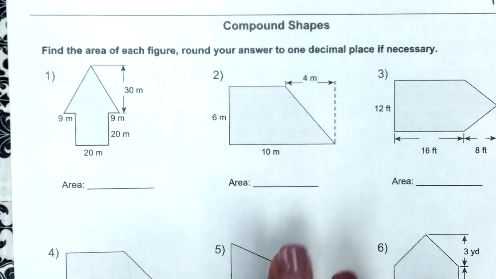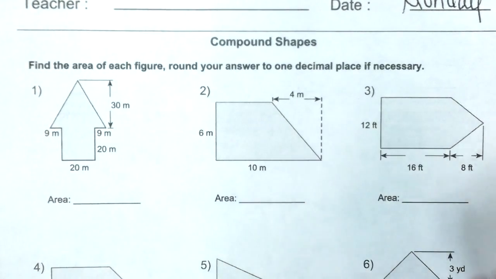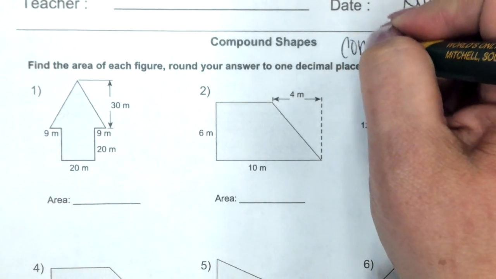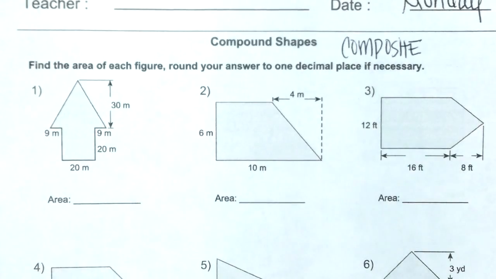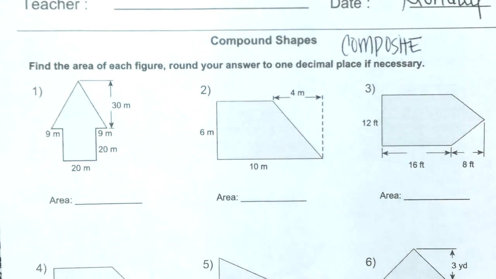Okay, so up at the top where it says compound shapes, I want you to add the word composite, because you will also hear these referred to as composite shapes. What other words do you think of when you hear the word composite? Well, that would be deposit. But think about composite. What else do you hear?